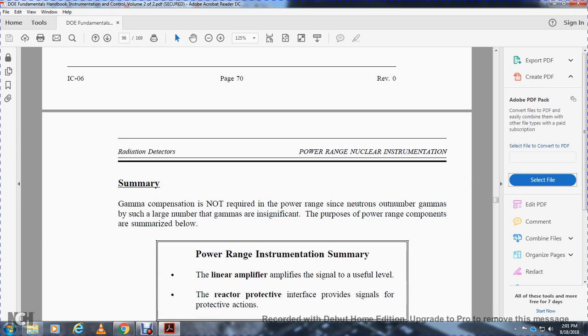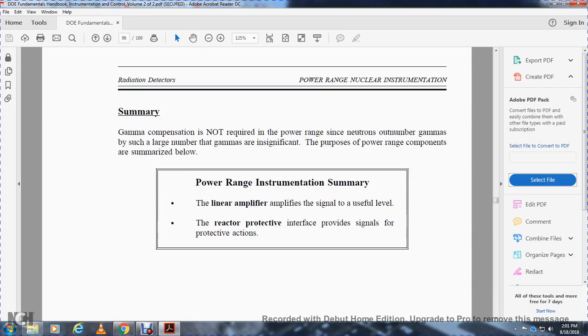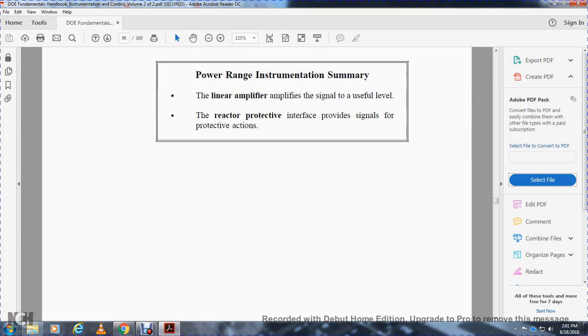Summary: gamma compensation is not required with the power range, since the neutron signal outweighs the gamma, which is a small number. There are significant purposes of the power range components, summarized below. Power range instrumentation summary: the linear amplifier amplifies the signal to a useful level. The reactor protective interface provides signals for protective actions.